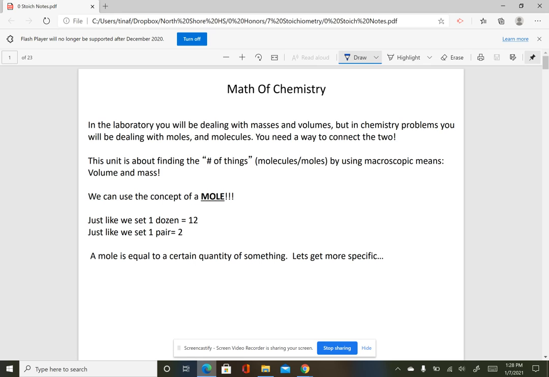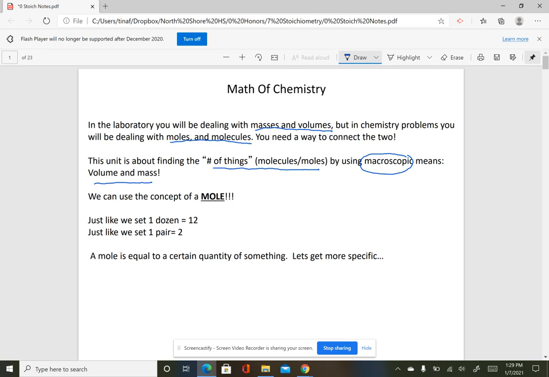Hi guys, so this next unit is all about math and chemistry. When we're working in the lab, we deal with masses and volumes of substances. But when we read chemistry problems, we're going to be seeing units like moles and molecules. So there needs to be a way to connect the two, and that's what this unit is about. It's about finding the number of things, meaning molecules and moles, by using macroscopic things, things that are big enough for us to see and measure, like volume and mass.